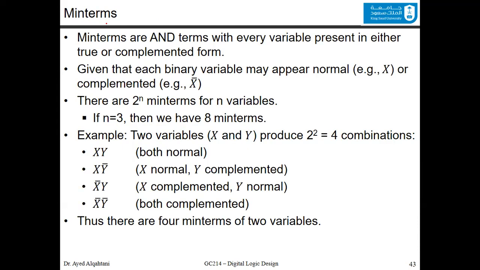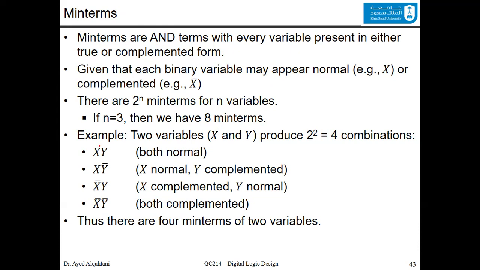To define them, the min terms are AND terms with every variable present in either its true or complemented form. Each binary variable may appear normal, for example x, or in its complement version, which is x bar. There are 2 to the power of n min terms if you have n variables. So, for example, if we have 3 inputs where n is equal to 3, then we have 8 different min terms.